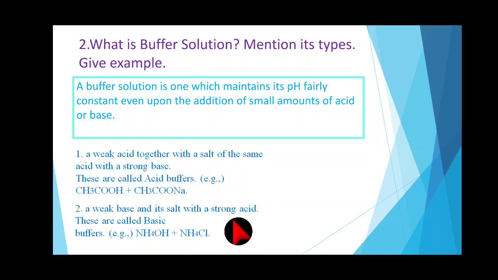Here, the solution contains ammonium hydroxide and ammonium chloride. So there are two types of buffer solution. One is an acidic buffer solution, another is a basic buffer solution. Anyway, we have to take a weak acid and its salt, or a weak base and its salt. Right.